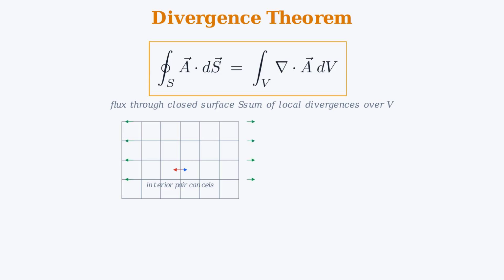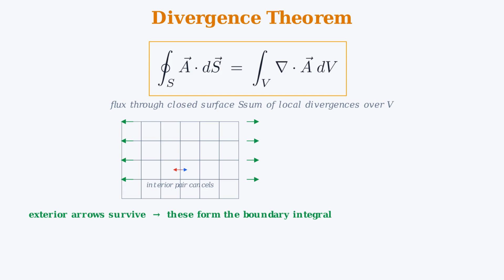The flux of A through a closed surface S equals the integral of the divergence of A over the volume V enclosed by S. In symbols, the closed surface integral of A dot dS equals the triple volume integral of nabla dot A dV. Why does this work intuitively?